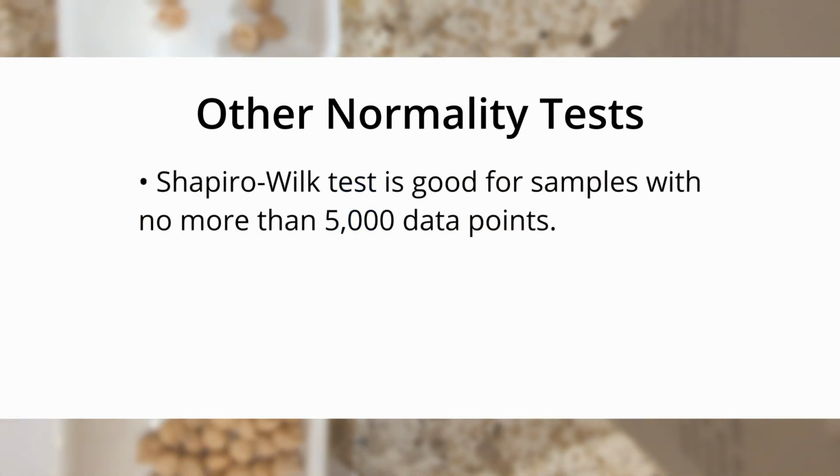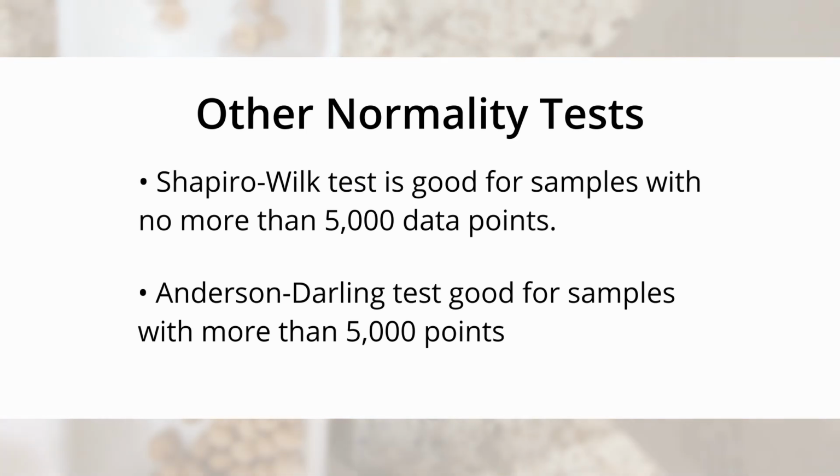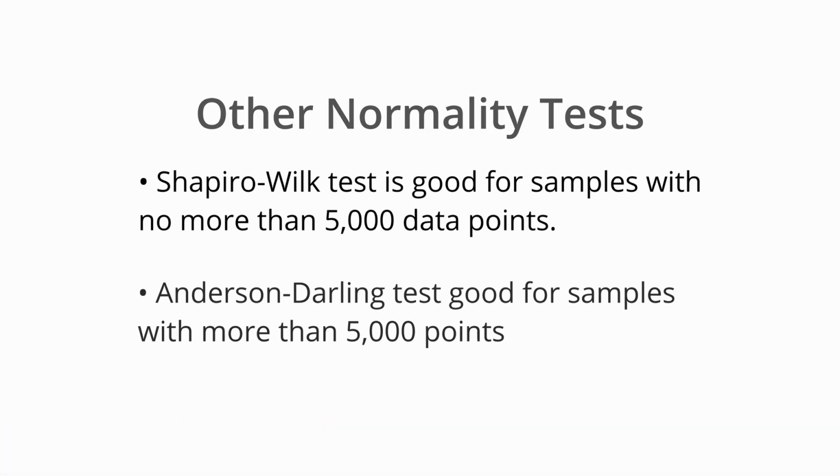As for other tests, you can also run the Shapiro-Wilk test if you want a reasonably powerful one. It's arguably the best out-of-the-box test for samples of up to 5,000 points, and the Anderson-Darling test can be used for larger samples. You should be able to find either on an internet search with those names plus your analysis software of choice.